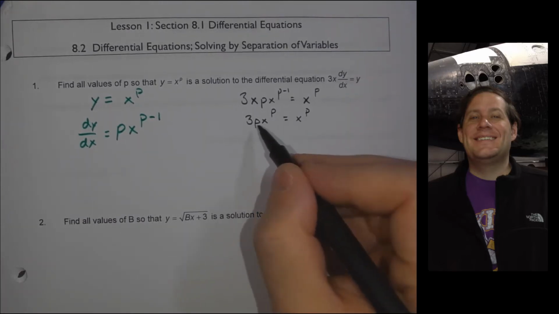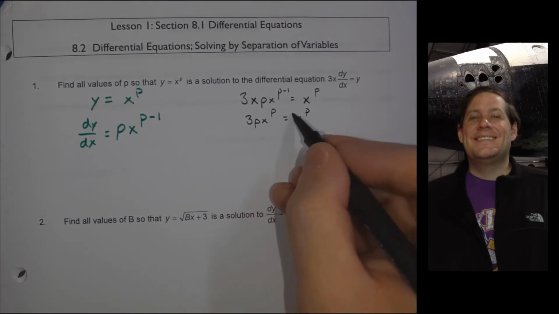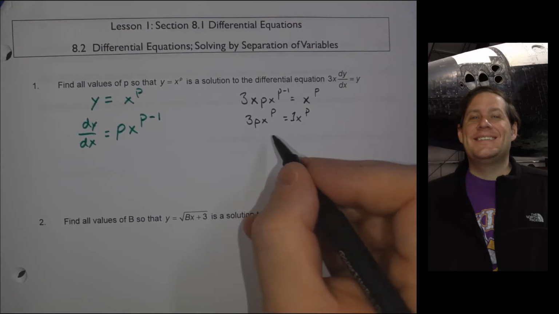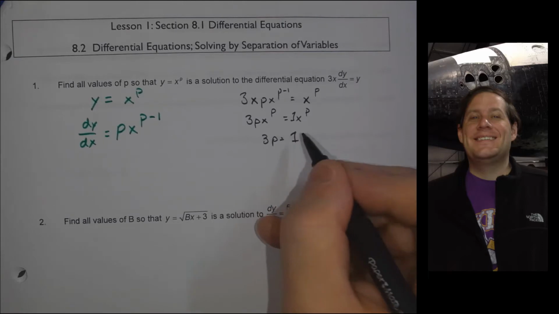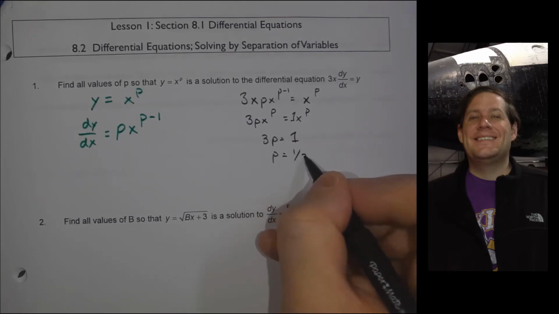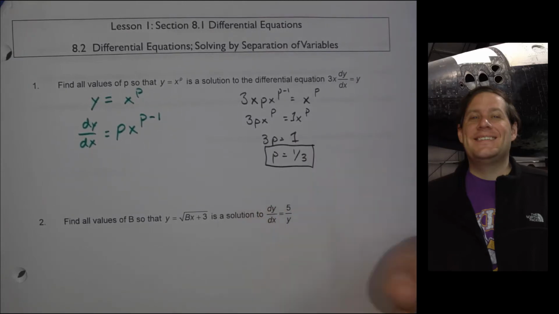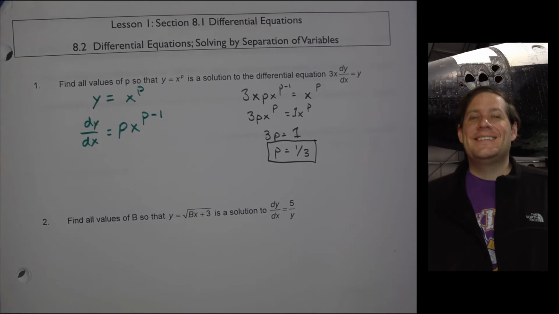And so if we need 3p x to the p to be equal to 1x to the p, this implies that 3p is equal to 1, and thus p must be equal to 1/3. So the solution to this problem is p equals 1/3.